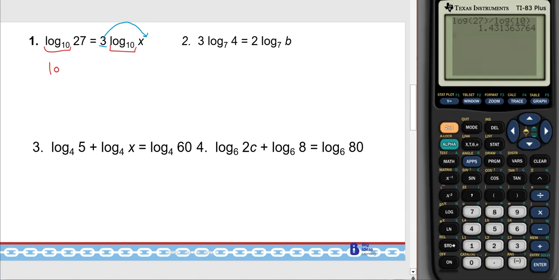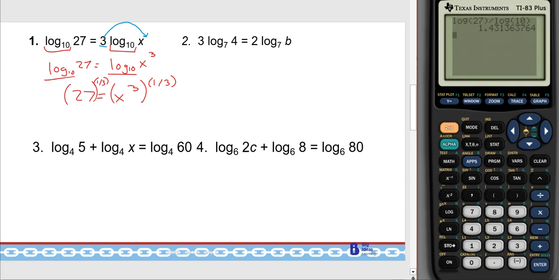So if I use the power property there, I get log base 10 of 27 is equal to log base 10 of x to the third. Okay, so now these both are log base 10 of something, so I can drop down the 27 equal to the x to the third. Now I'm very close to being done. I could take the cubic root of both sides, or I could just take each side to the 1/3 power. Same concept, it's going to give you the same result.